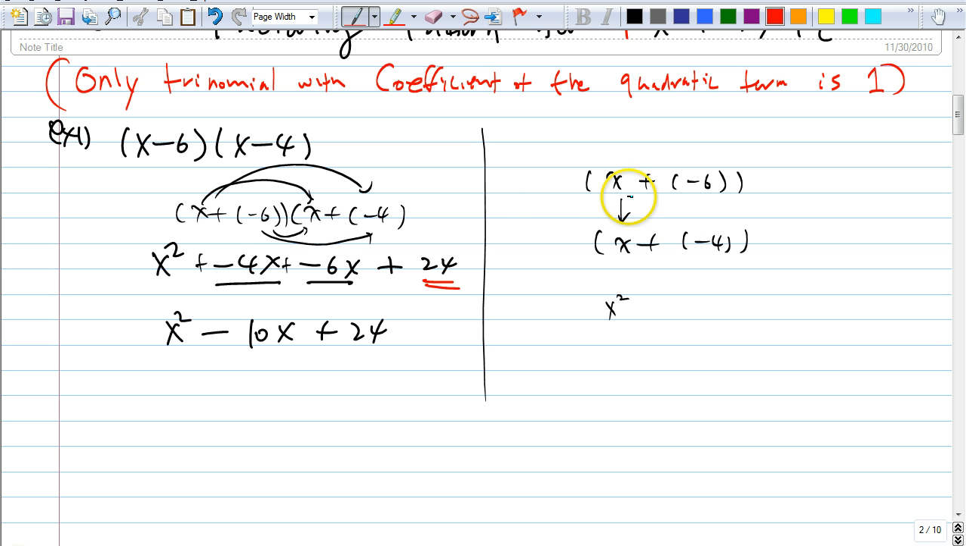Do you see that? So here I get plus, of course. I change everything to addition, so between each term is going to be addition. So x times -4 is -4x. Would you not agree? Then, of course, I'm going to multiply -6 with what? x. Plus -6x. And lastly, I'm going to multiply -6 and -4, which is plus 24. Do we get the same answer? We get x squared plus, what's the middle term? -10x plus 24. Would you not agree? Which is the same as what we had before.